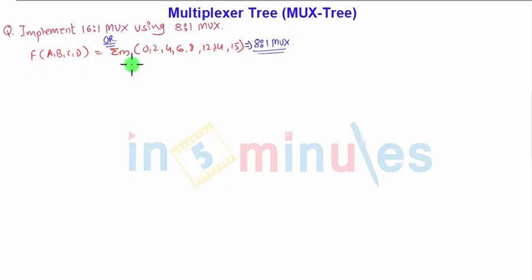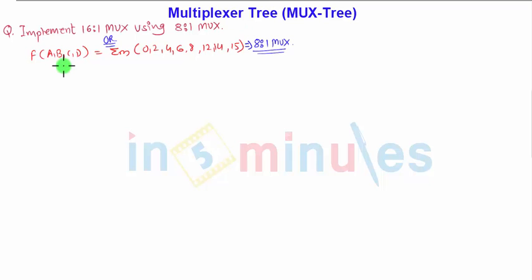Since these are 4 variable functions, to implement this in the normal multiplexer structure you will require 16 inputs and 1 output, that is nothing but a 16 is to 1 mux. But the question is asked in a reverse order. The question is asked like: solve this using 8 is to 1 or 4 is to 1 mux. So how will you solve it?